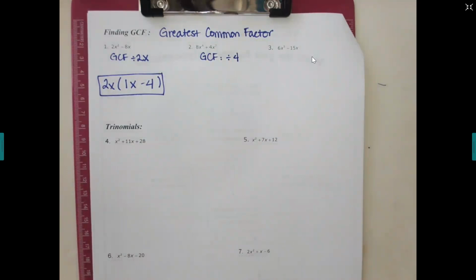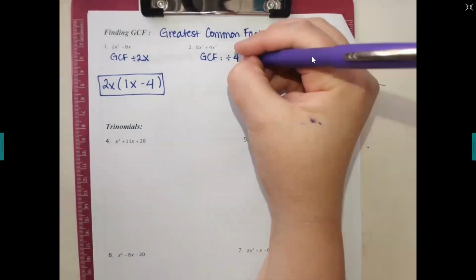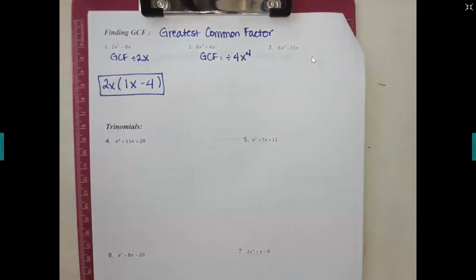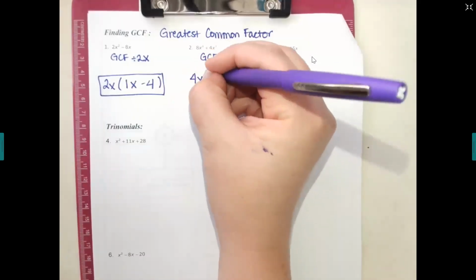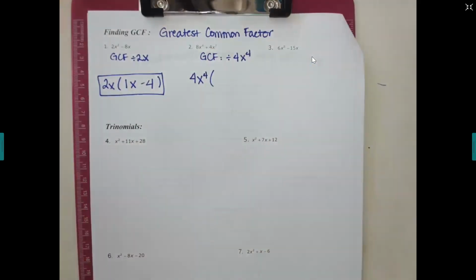So we're gonna divide by 4, then I have an X^4 and an X^7, then I can only take out X^4. The reason why is that you can't take out 7 X's or else this one's not gonna have enough. Okay, put that on the outside. So 4X^4 parentheses. And then we're gonna put whatever's left over.